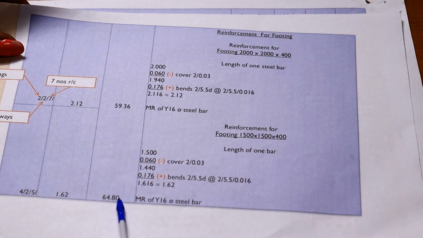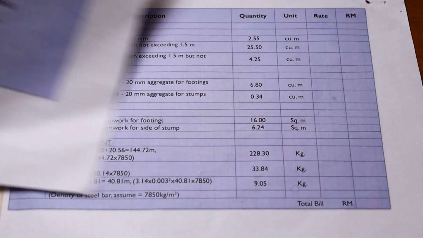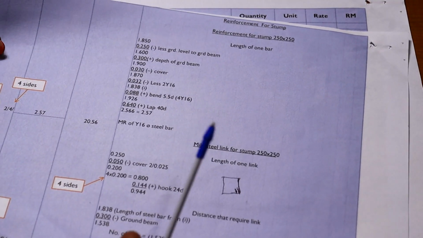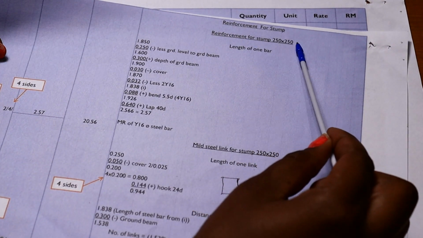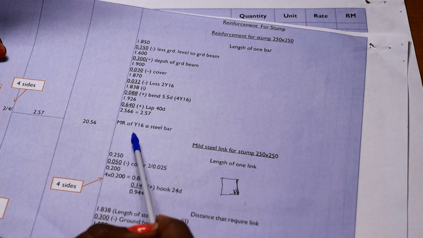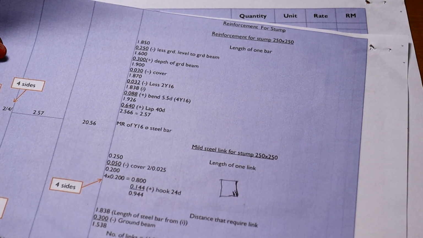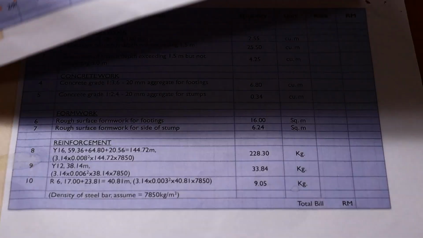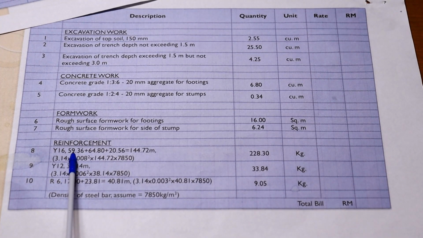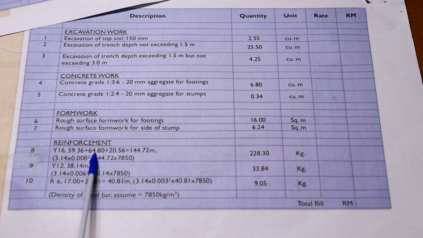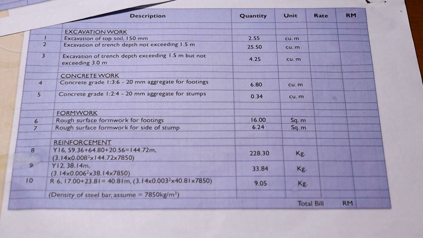We got a total length of 64.80. Then we got reinforcement for stump, 250 by 250, Y16, and we got 20.56. So we shall take the total of the three: 59.36 plus 64.80 plus 20.56. We got 144.72 meters. When we are buying reinforcement, we buy it in kilograms.